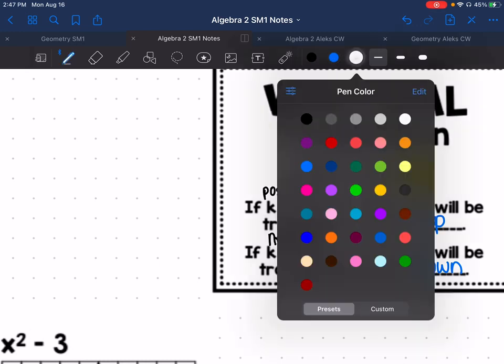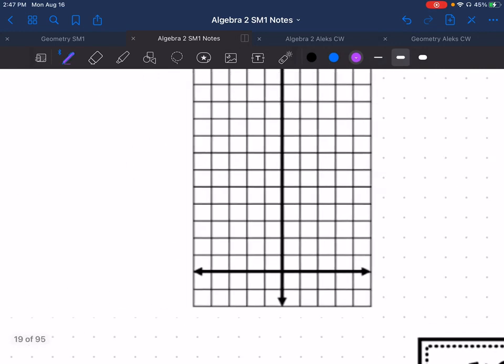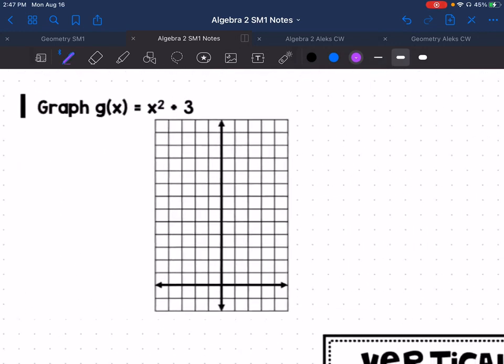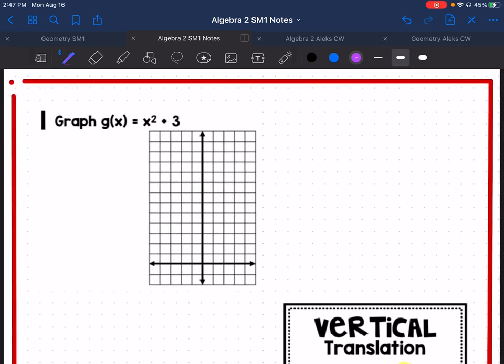Let me change this back to my purple. Here we go. Let's take a look at this first graph. Sorry, guys. All right, so here's my graph. Notice that right here is my parent, and this part right here is my add-on of k. Okay, so what is going to happen is that my graph is going to move. Now, you could see this movement through a table. So we could go ahead and create a table, much like they had for us with the original.